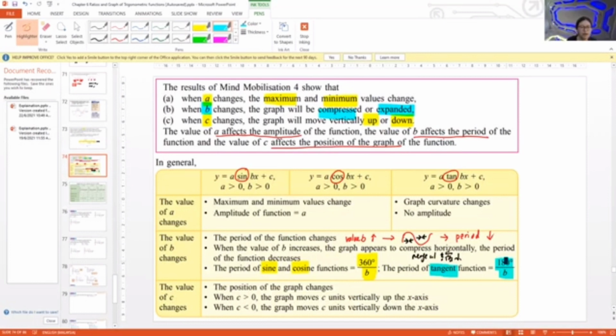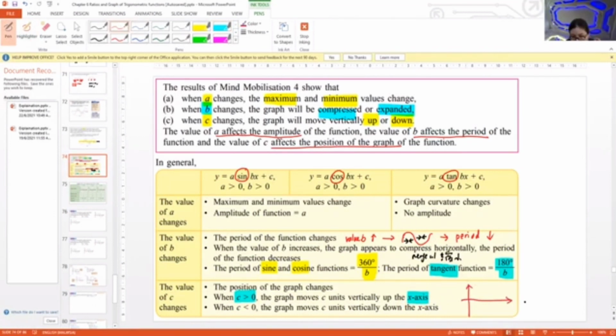And then the next one is the value of c changes, so the position of the graph changes. If c is greater than 0, then the graph will move vertically up the x-axis. It means when your c is a positive number, you need to calculate starting from your x-axis. Remember, start from your x-axis.